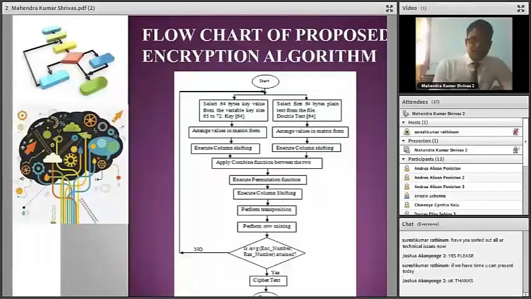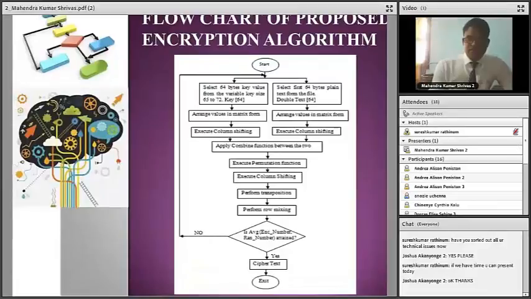Then this is our main algorithm, right? So what we do is take 64 bytes of key value from the variable key size. The key can actually vary from 65 to 75 bytes, and the plain text is strictly 64 bytes. Later on it can be increased, right? But for now it is 64 bytes of plain text.